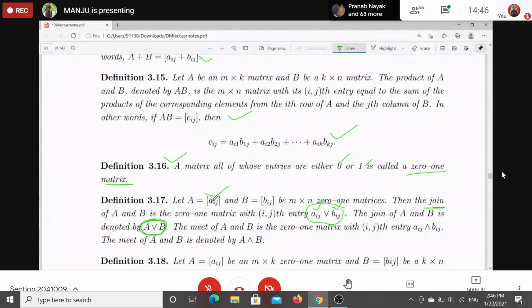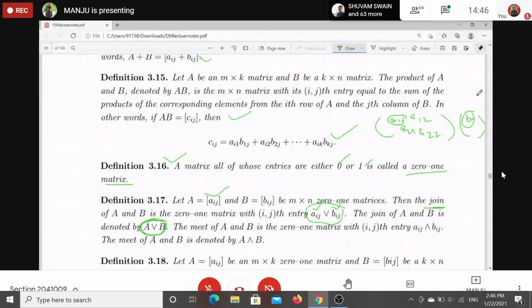So you have Aij, for example, A11, A12, A21, and A22, and here B11, B12 and so on. Okay, 2 cross 2. So what will you take? You will take the disjunction of these two.